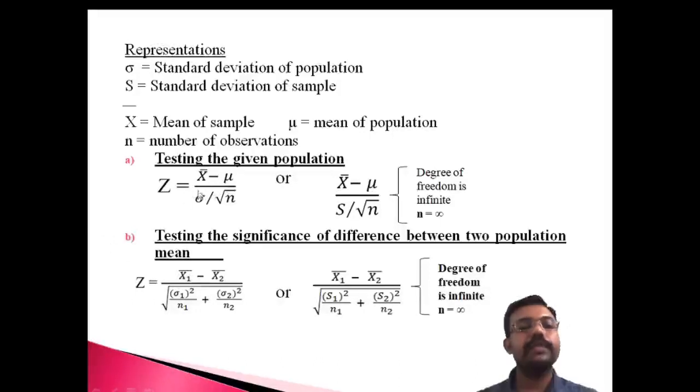X bar minus mu divided by sigma divided by root n, or X bar minus mu divided by S divided by root n. S is the standard deviation of the sample, sigma is the standard deviation of the population. That's the only change. And in this situation, for the degree of freedom, when we read the table value, n is always infinity.